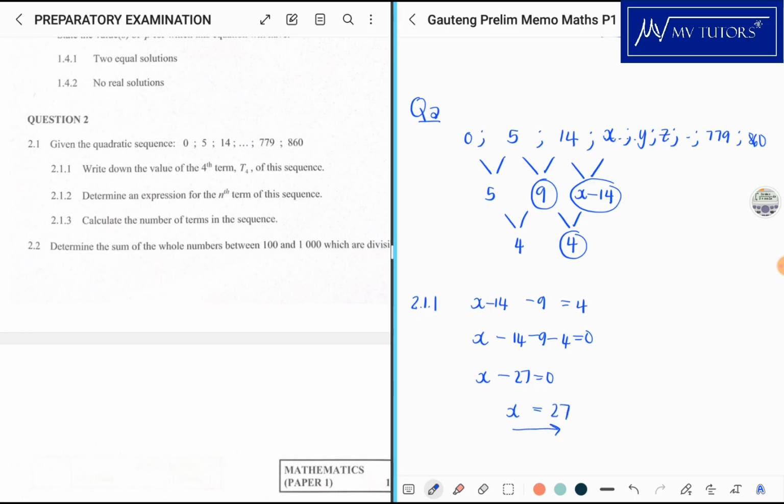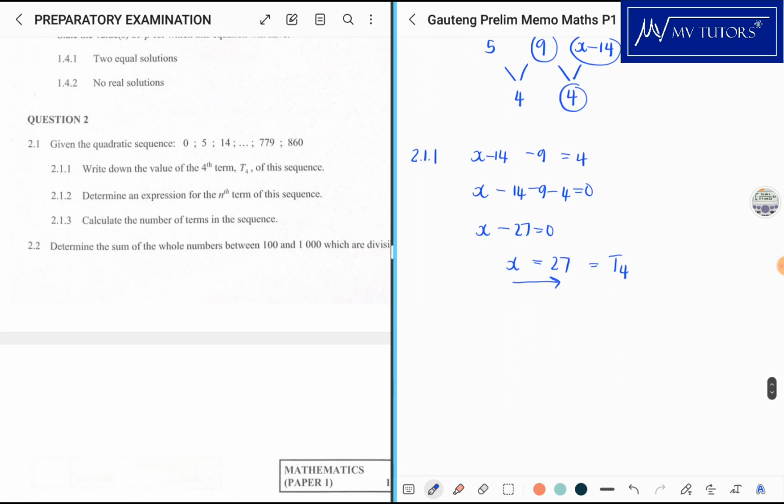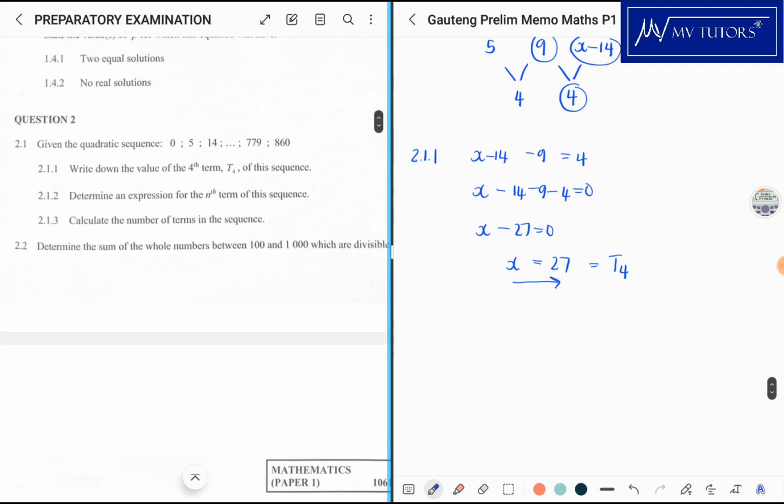So basically, our 4th term is 27. And that's probably 1 mark, right? Yeah. Okay, 2.1.2, it's okay even if we labor, that 1 mark will make a difference.